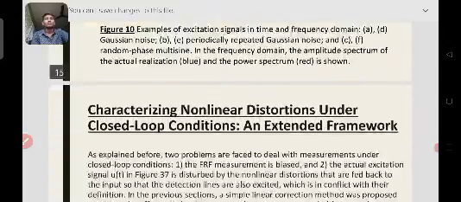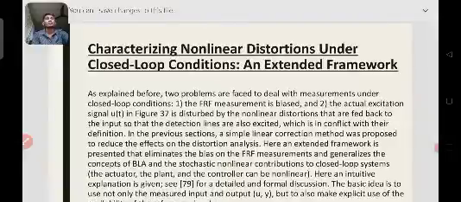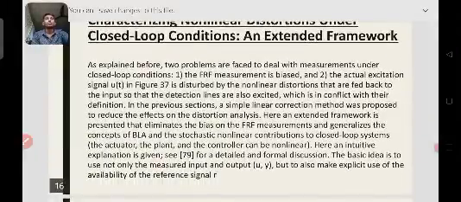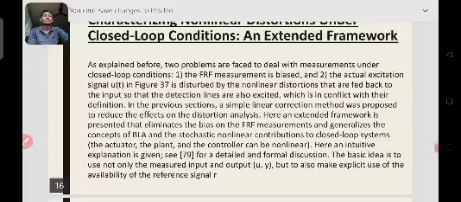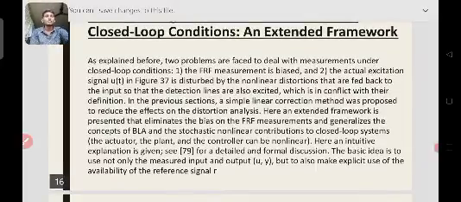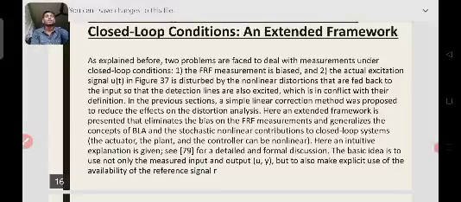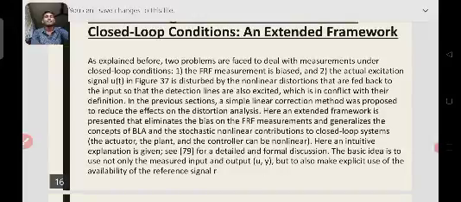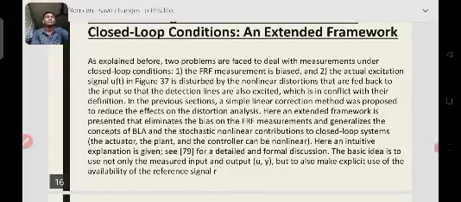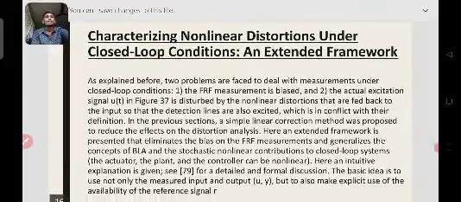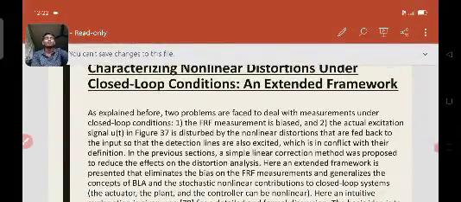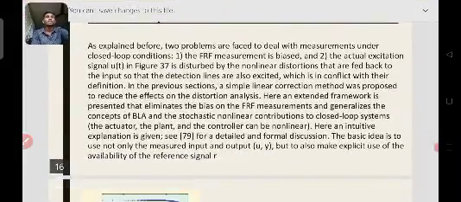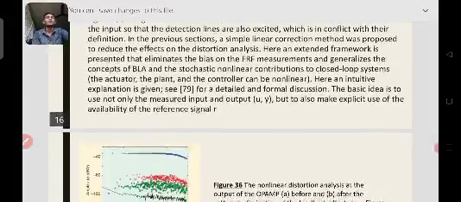So here you can see the graph related to Gaussian noise, periodic noise and random multisine. So coming to the characterization of nonlinear distortion under closed loop conditions, it is an extended framework. As explained before, two problems are faced when dealing with measurements under closed loop. The FRF measurement is biased, and the second is the actual excitation signal of u of t. So the information below is related to the characterization of nonlinearity under closed loop conditions.